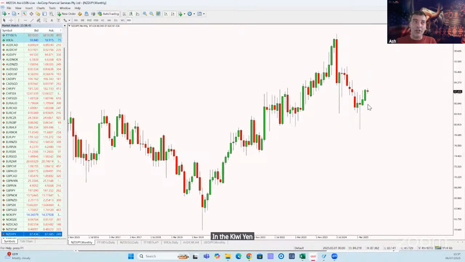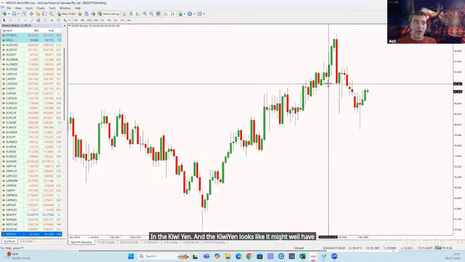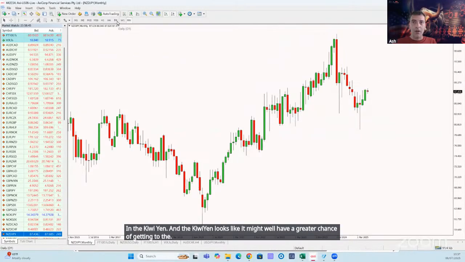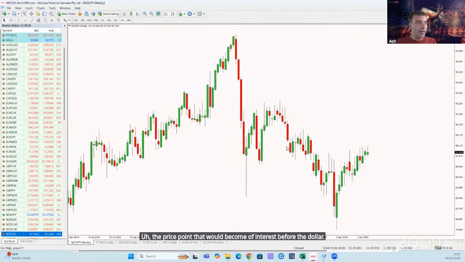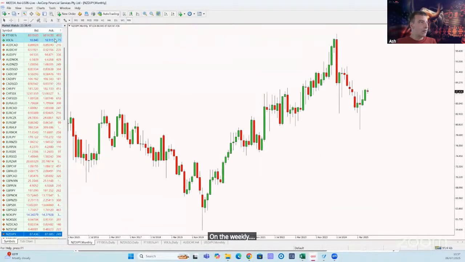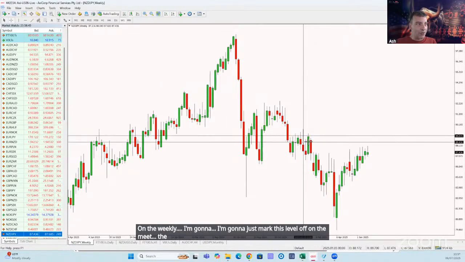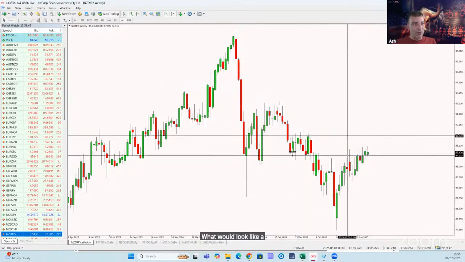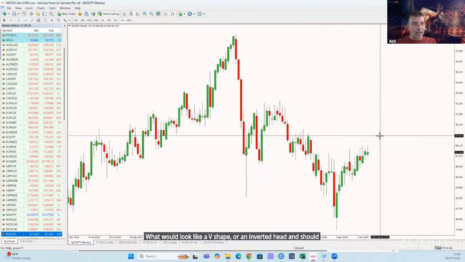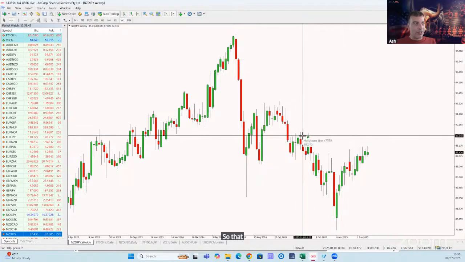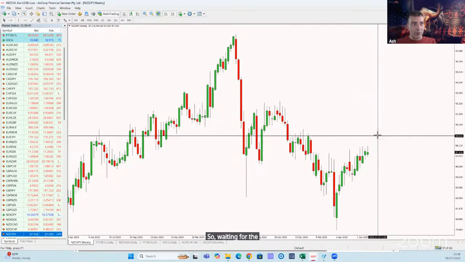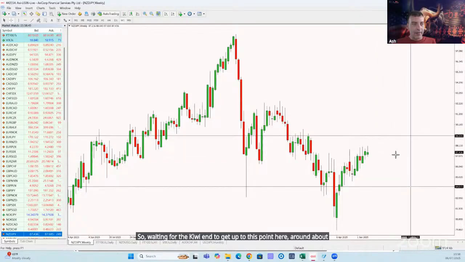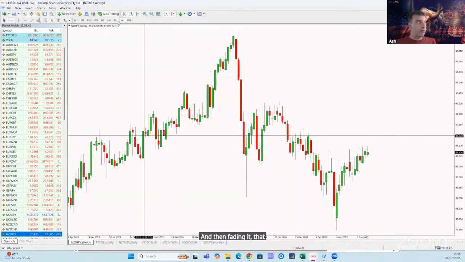And the Kiwi yen looks like it might well have a greater chance of getting to the price point that would become of interest before the dollar. On the weekly, I'm going to just mark this level off. Yeah, that brings us to what would look like a V shape or an inverted head and shoulders kind of neckline area. So that area does look pretty good as a potential hold point. So waiting for the Kiwi yen to get up to this point here, around about 89, and then fading it, that'd be attractive.